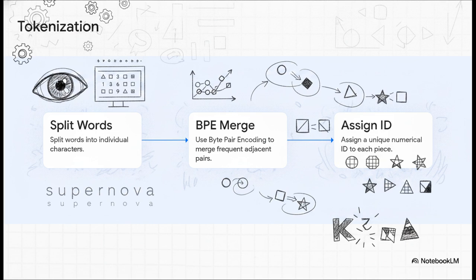This is actually a huge deal because it helps models handle misspelled words brilliantly. They just break the typo down into known numerical token IDs, completely bypassing the spelling error.